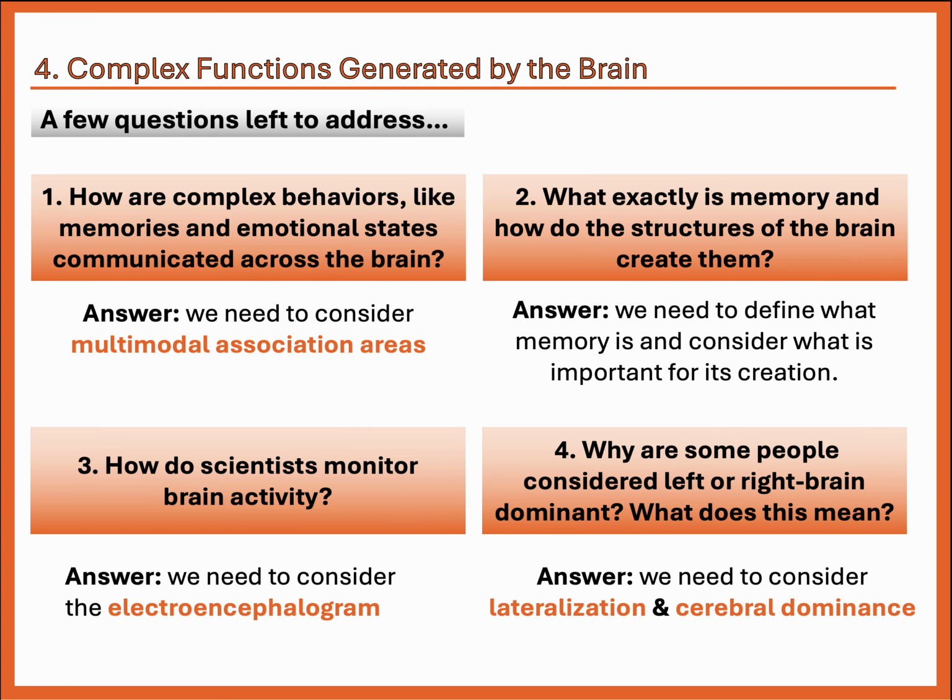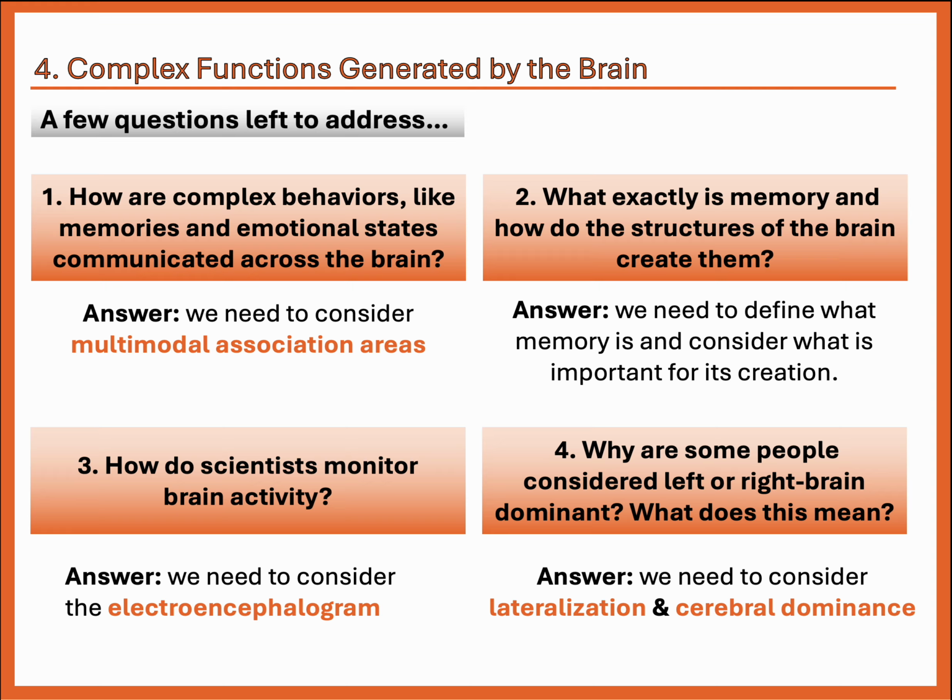We're going to look at 4 questions. So first of all, how are complex behaviors like memories and emotional states communicated across the brain? And for that, we're going to need to take a look at some multimodal association areas. I think we talked about it last time. That includes the prefrontal cortex. Second, what exactly is memory and how do structures of the brain create memories? For that, we need to define what memory is and consider what's important in its creation. We're going to take a look at that.